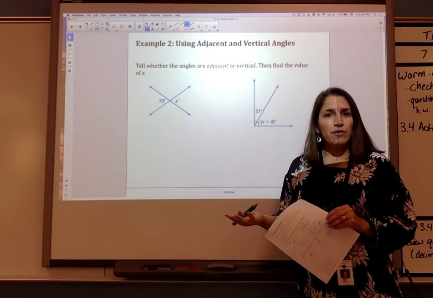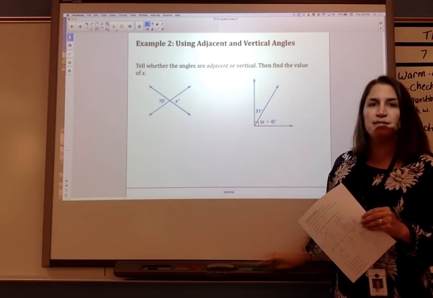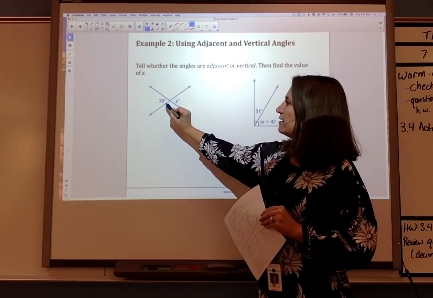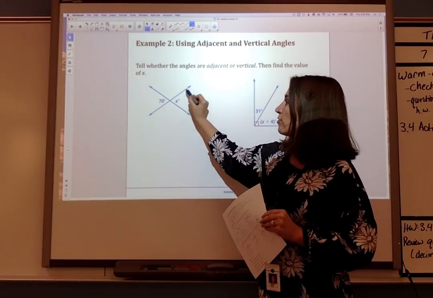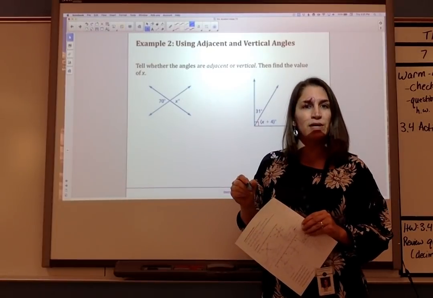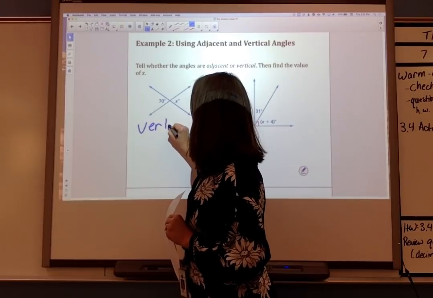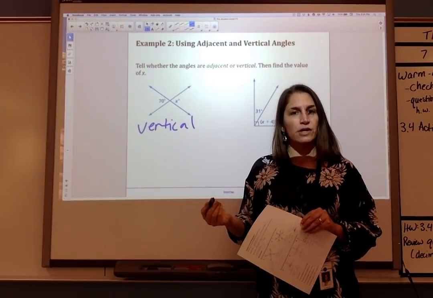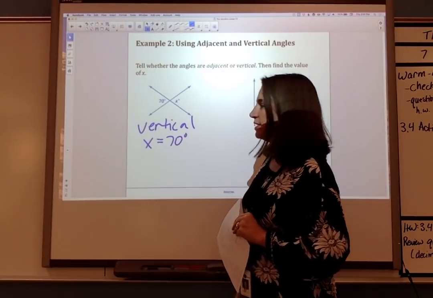Now we're going to tell whether the angles are adjacent and vertical, and we'll find the value of x. So if we look at this first example, x and the 70-degree angle are vertical, right? They're across from each other, formed by two intersecting lines. So these are vertical angles. And we know that vertical angles are congruent, so that means x equals 70 degrees.